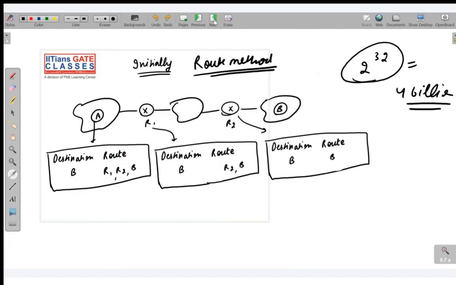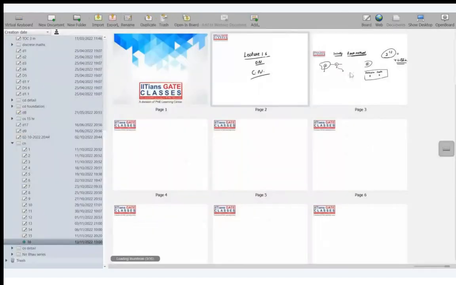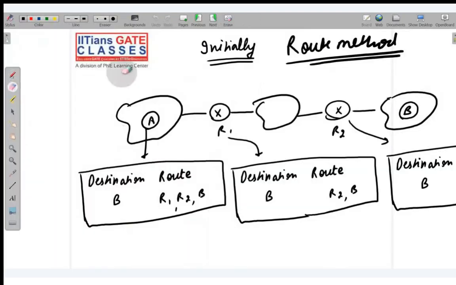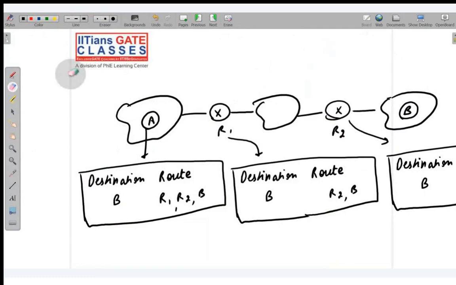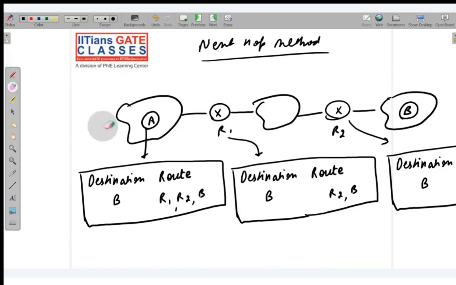I will copy this slide, duplicate. Now I will say the next method was the next hop method. For example, you want to go from Delhi to the US. You will board a flight for, say, Dubai, and then from Dubai you will go to the US. So the entire route is not in your mind. You are just keeping the next hop. What is the next hop? Next hop is Dubai. That is the basic scenario here.